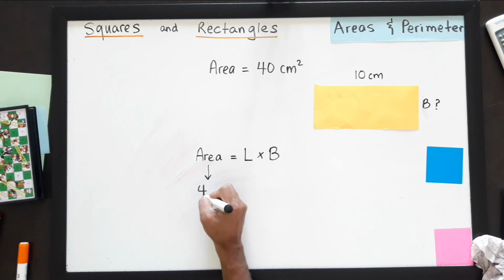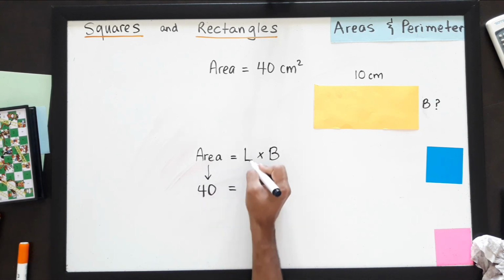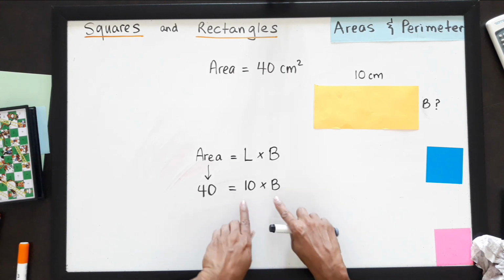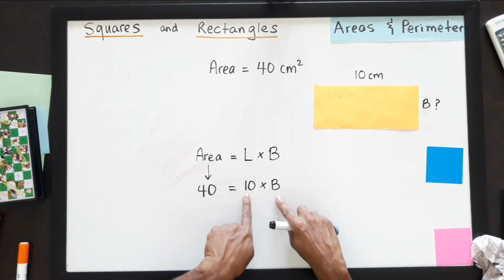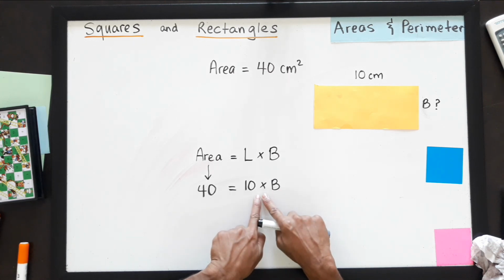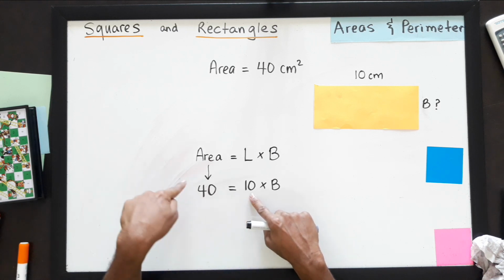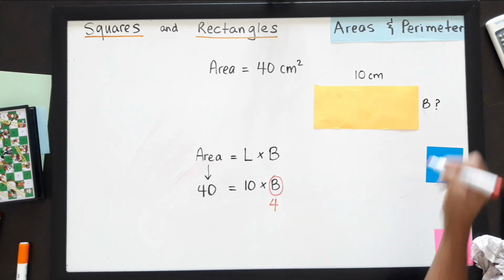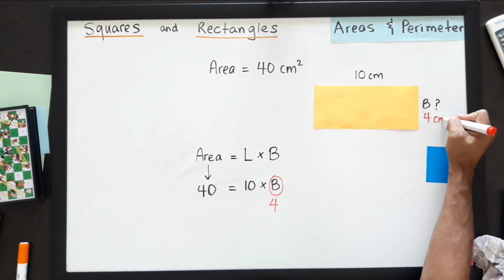The area is 40. The length is 10. And we do not know the breadth. Now I'm sure a lot of you figured out what the answer for the breadth is, because it's a very easy question, something I would never bring in an exam. You just need to figure out what multiplied by 10 will give you 40. And of course, the answer that comes to mind is 4. So you know the breadth is 4 centimeters.